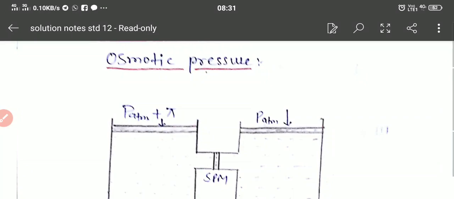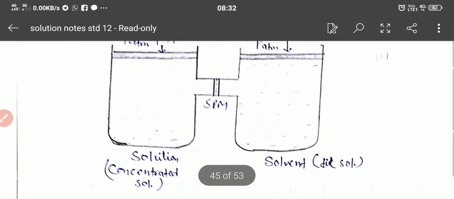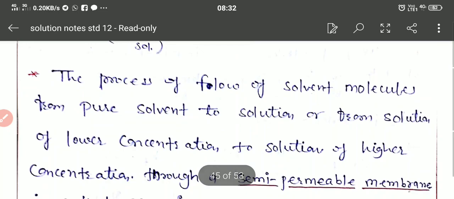Today we discuss part 5 of chapter 2, solution, of standard 12. We already discussed colligative properties like elevation in boiling point, depression in freezing point and vapor pressure lowering. Today we discuss osmotic pressure. So what is osmotic pressure?